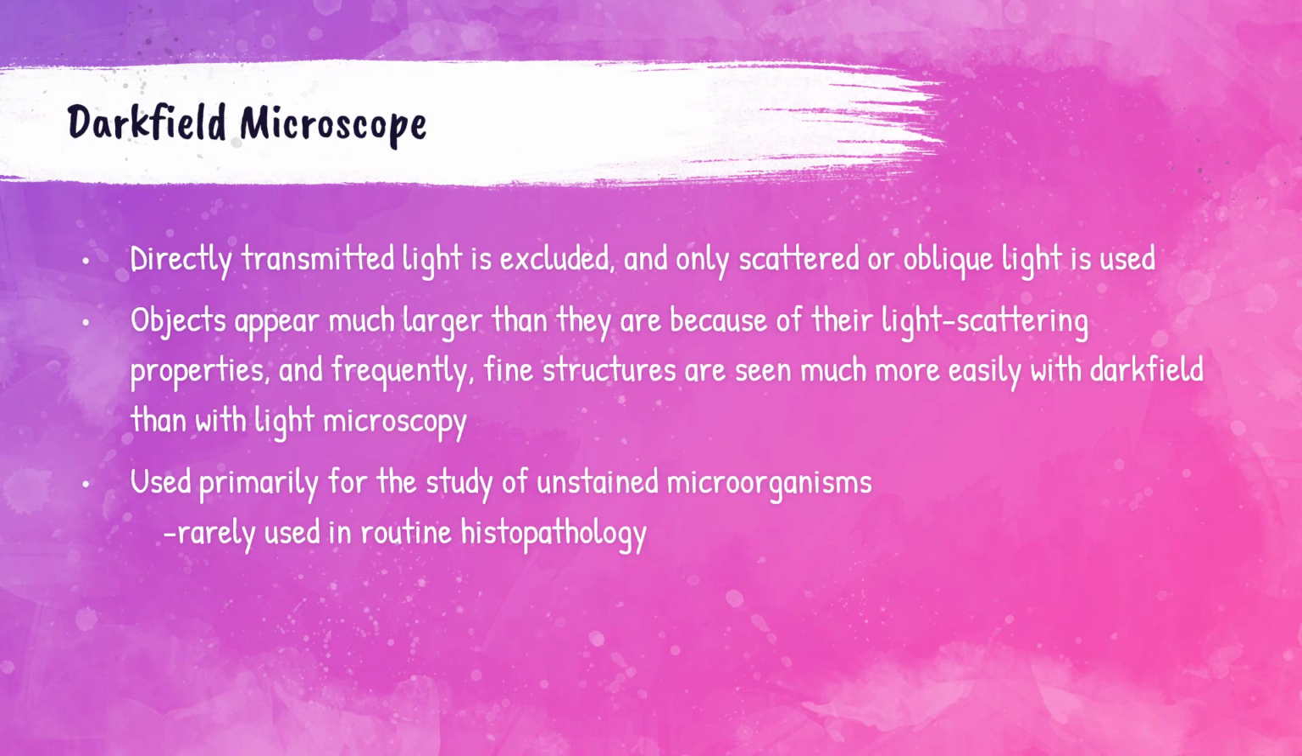Dark field microscopes only utilize scattered light, so objects appear larger using dark field microscopy, and finer structures are seen better with this type of microscope than with a light microscope. This is used most frequently for unstained microorganisms and rarely has a use in the histopathology laboratory.